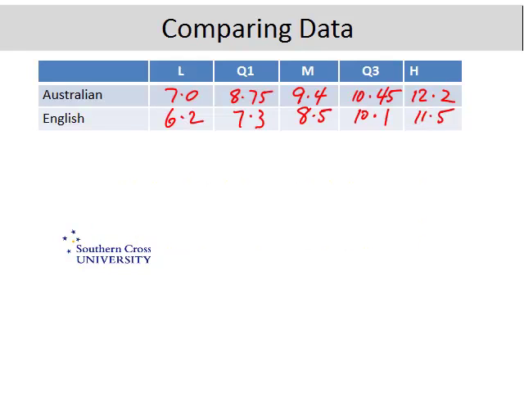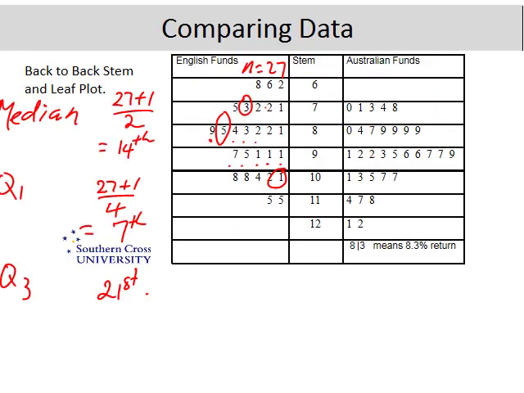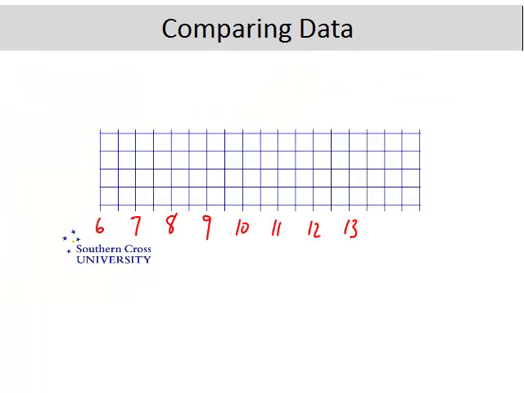Okay, then you need to consider each one differently. So let's look at the Australian one and go through. I can't have both screens up at once, so I've got a paper copy that I'm looking at. So the lowest value was 7, so I'm going to put a mark at 7. Q1 was 8.75, which is pretty much there. And then 9.4 was the median, which is about there. 10.45 is just below that 10.5 line, and 12.2 is about there.